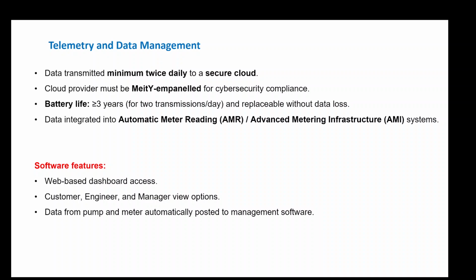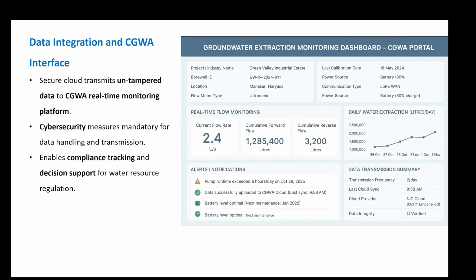The software features are: a web-based dashboard should be there, with customer, engineer or manager view options. Data from the pump and meter is automatically posted to the management software. This is one of the important parts, because only then can they monitor. Then data integration and the CGWA interface. This should be the dashboard. A secure cloud transmits untampered data to the CGWA real-time monitoring platform. It should become like this.